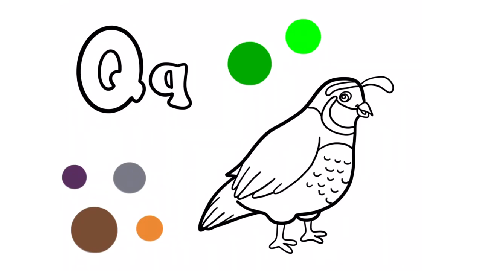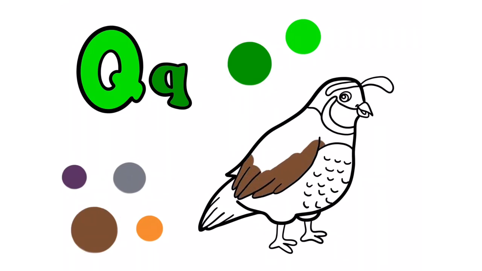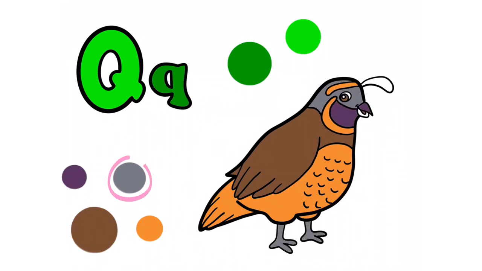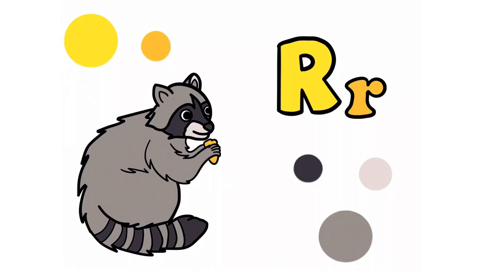Now let's start coloring. Bright green. Green. Brown. Orange. Gray. I love it. Q is for quail. Let's learn the letter R.